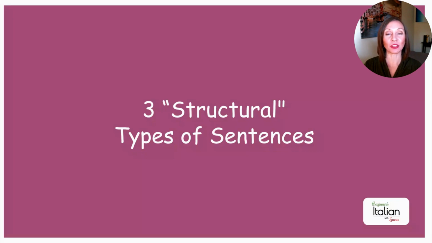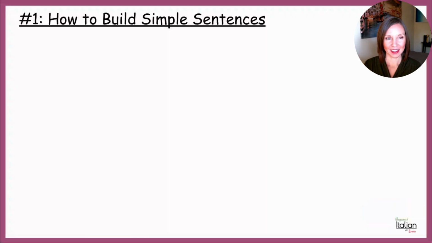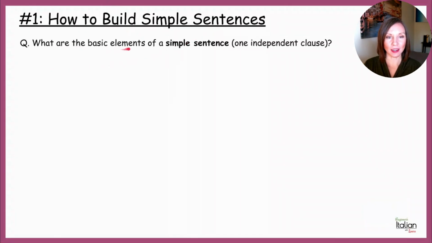Okay, we're on to three structural types of sentences. So, number one, how to build simple sentences. Okay, let's start easy here. So, what are the basic elements of a simple sentence, or sentences that contain one independent clause?